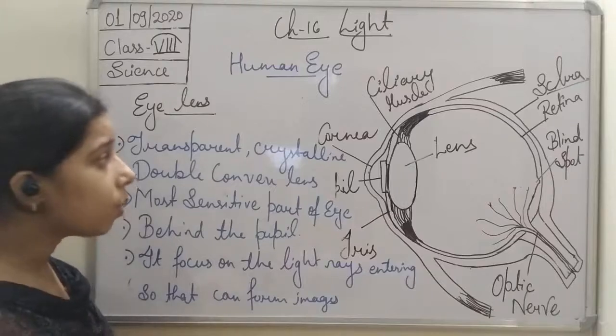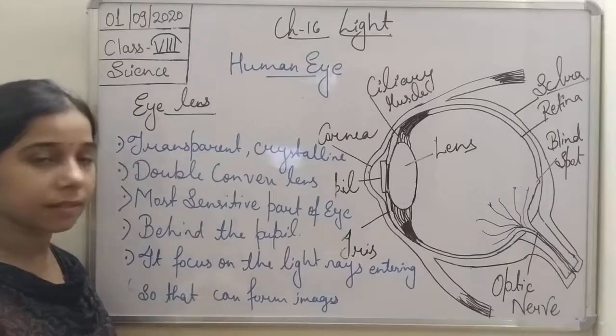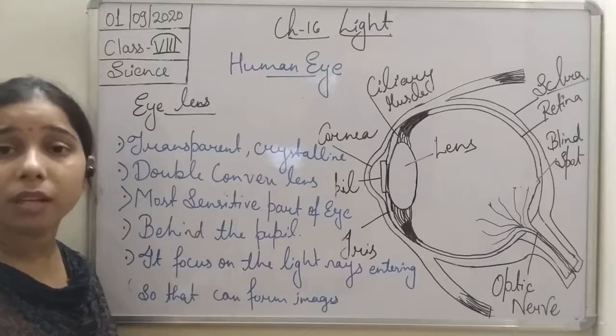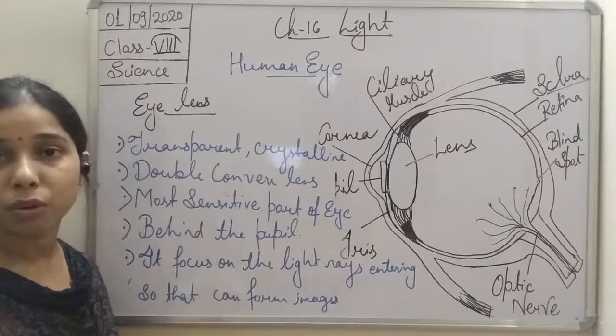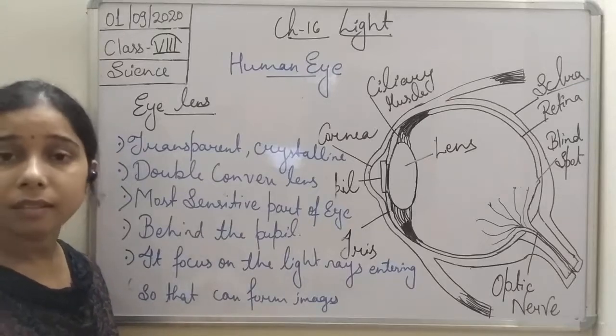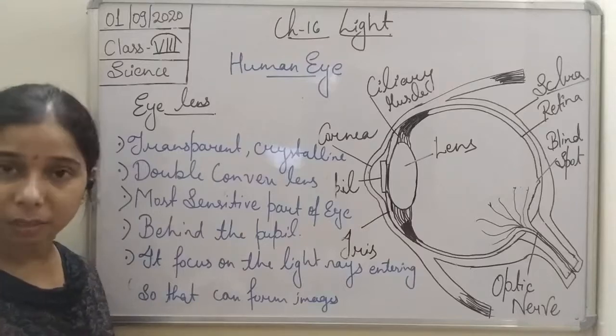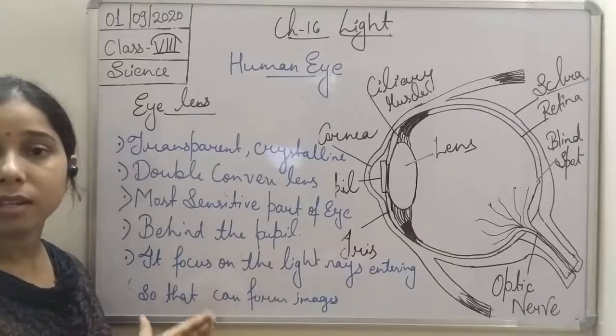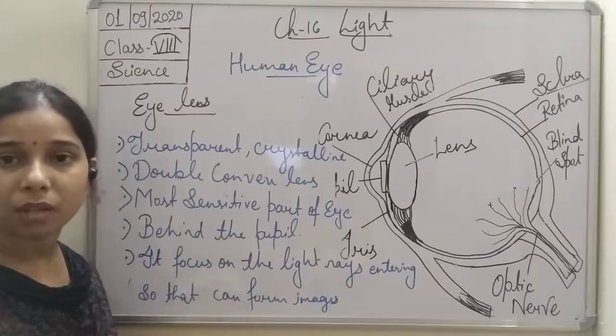Okay, so this is the lens. Because of the lens only, student, there is a formation of the image. So the lens is responsible for making the image, so it focuses the light rays which are going inside the eye.